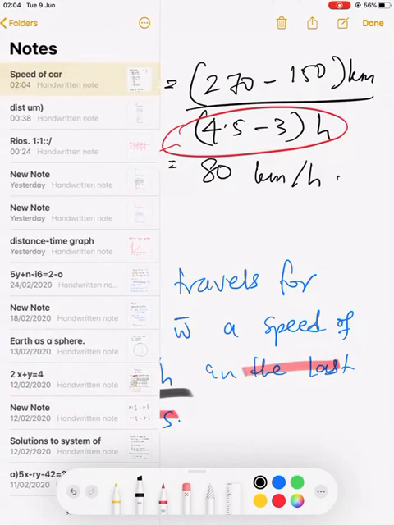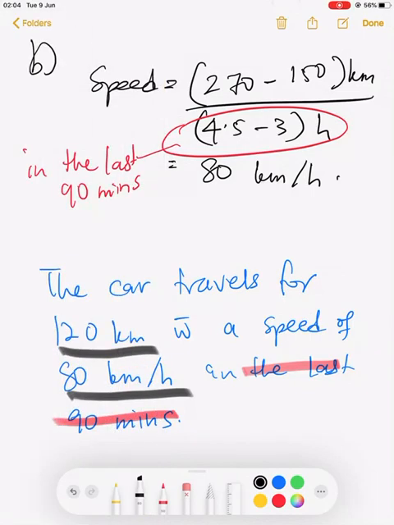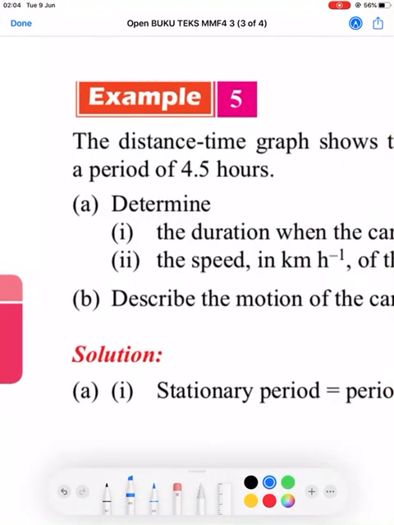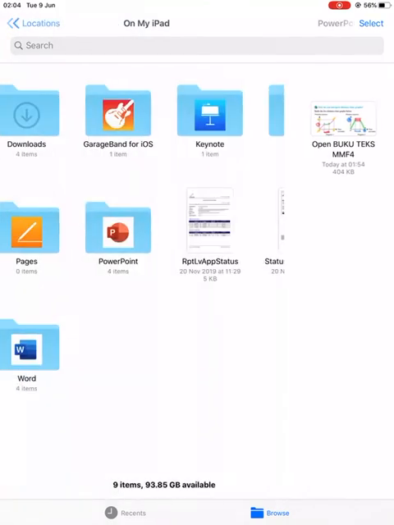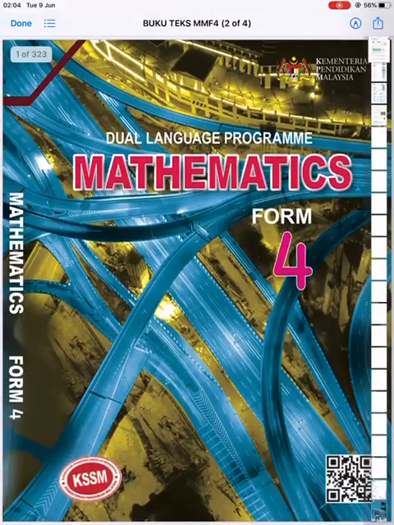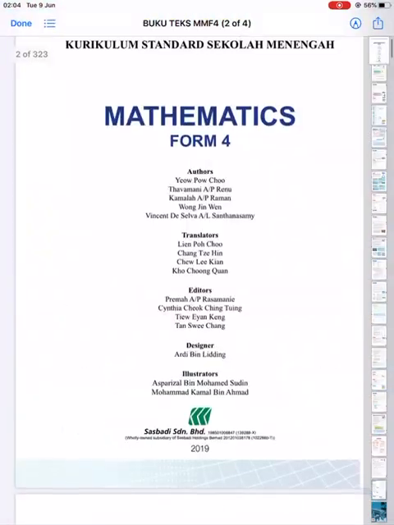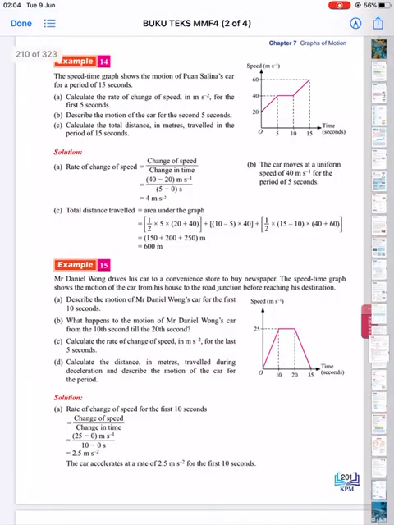Okay, the last thing is to look at the textbook again. Where is it? Okay, let's stop first, and then I'll try to get some more information from the textbook.